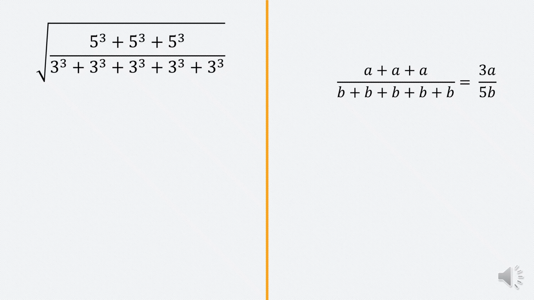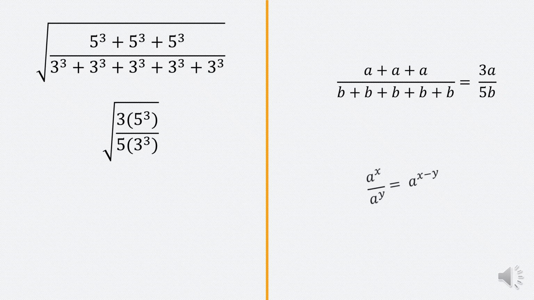So we know if you add a number to itself 3 times, it's the same as 3 times that number. If you add a number to itself 5 times, it's the same as 5 times that number. So we have a plus a plus a is 3a, and b plus b plus b plus b plus b is 5b. In the same way, I can simplify the numerator and denominator of this question to 3 times 5^3 over 5 times 3^3. So it's the same question simplified.